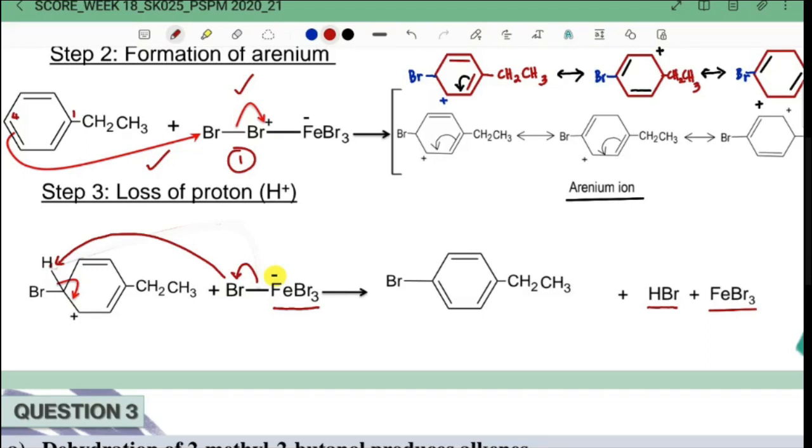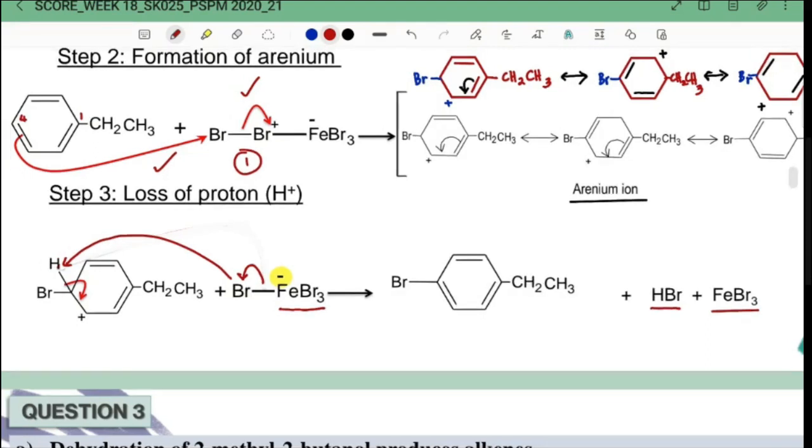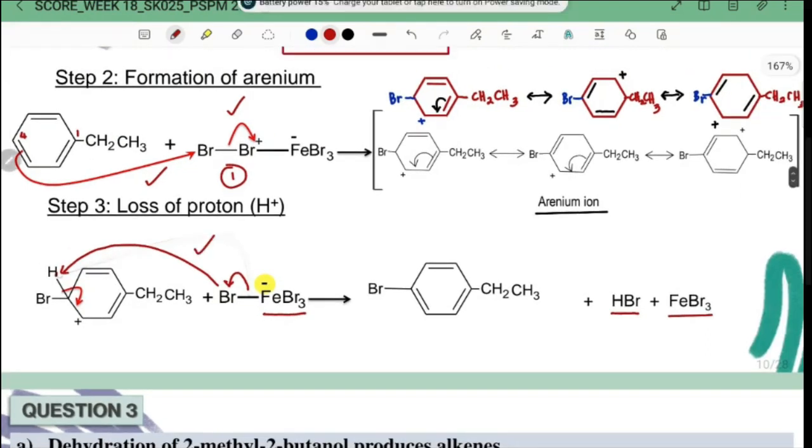Okay, for the ethyl benzene. Okay, so this one 3 arrows, 1 mark. Okay, 3 arrows, 1 mark.